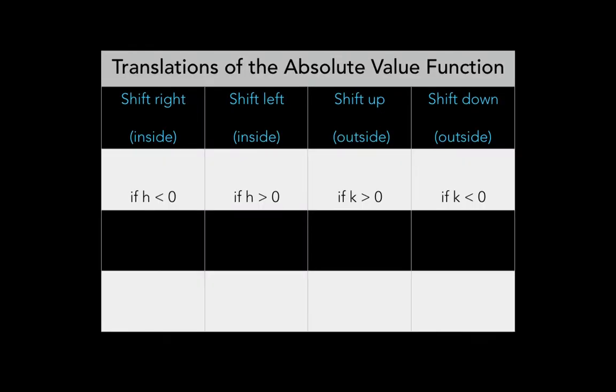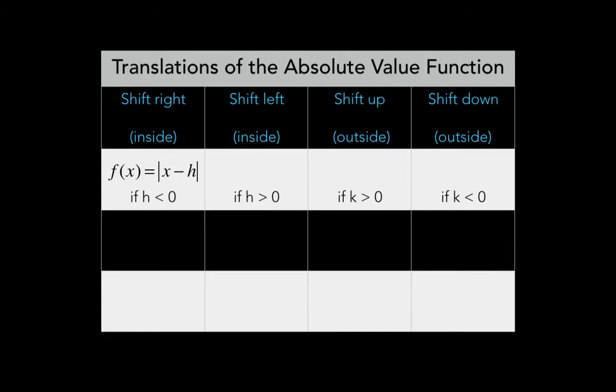So they won't always look just like the one we saw. That is the most basic, but you can have translations. Now, to translate something means to move it. So how can we make movements with our absolute value function? Well, you can shift right or left, or you can shift up or down. And you'll see in just a moment why I put inside and outside.